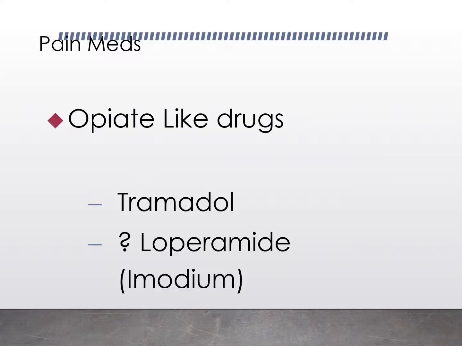There's some other opiate-like drugs which we do need to be aware of. Tramadol does hit a number of different opiate receptors. It actually also hits a lot of serotonin receptors, and that's particularly important to remember, because if you have a patient that's also on a serotonin medication, you can end up with a serotonin syndrome.